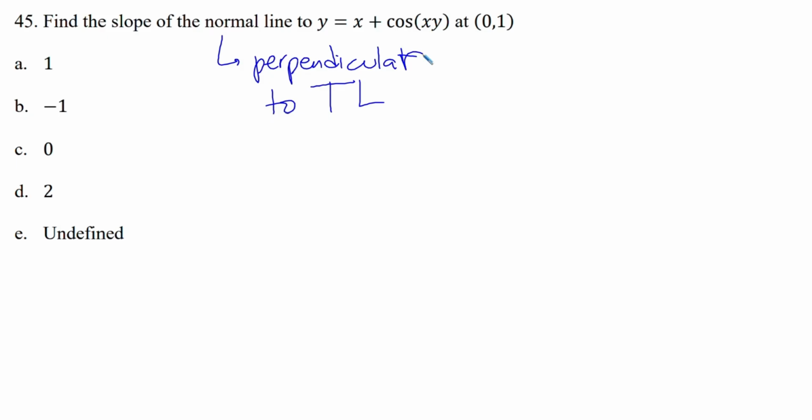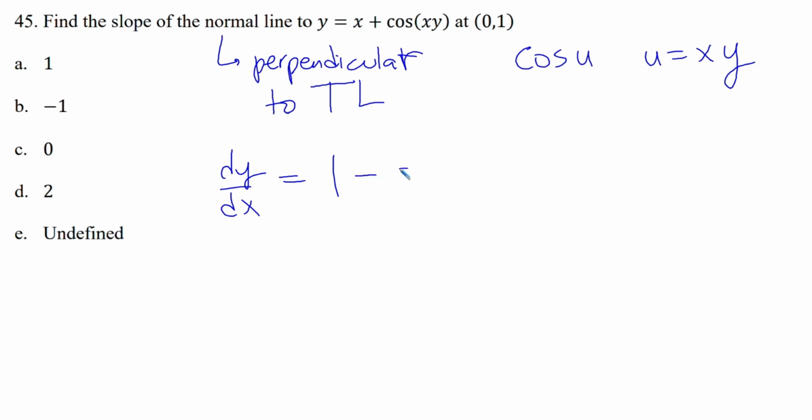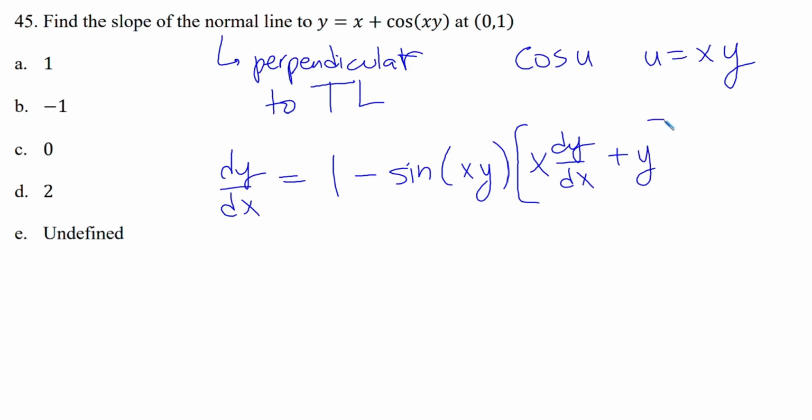So what we're going to do is take our derivative here. We'll do it implicitly. So the y becomes dy/dx. The x becomes 1. And the cosine of xy, well, that's cosine of u, where u is xy. So the derivative of that should be negative sine of u, which is xy, times the derivative of xy, done implicitly again. So that's going to be x times the derivative of y with respect to x, plus y times the derivative of x, which is 1.